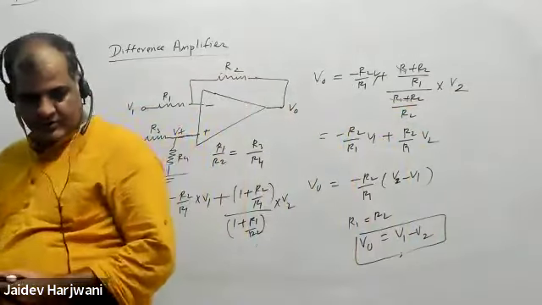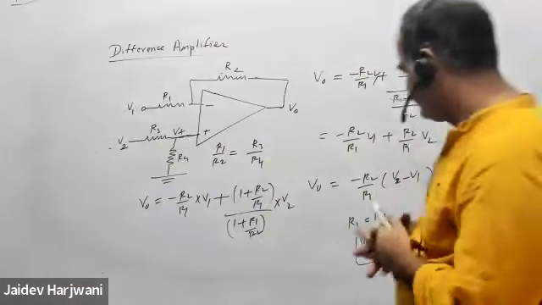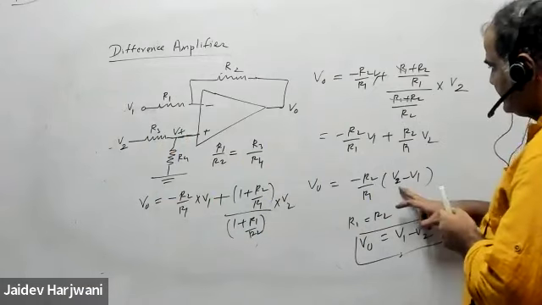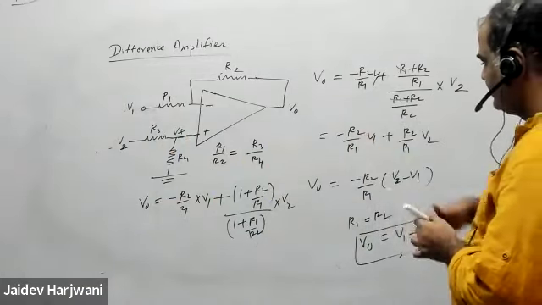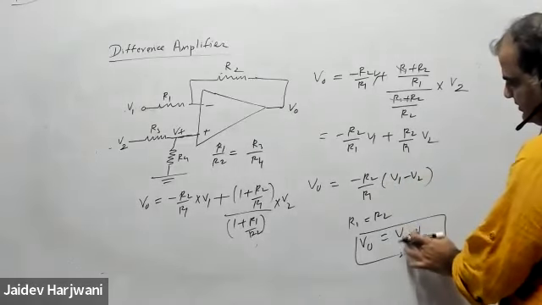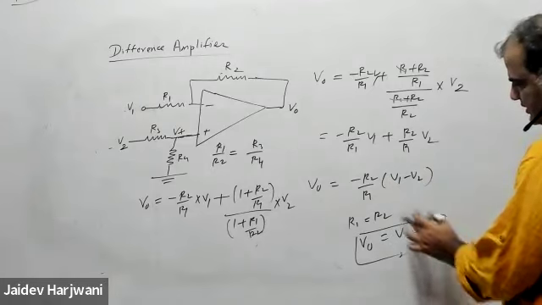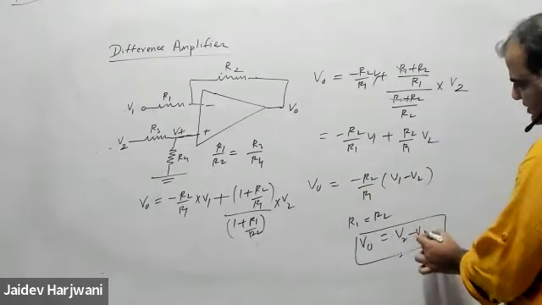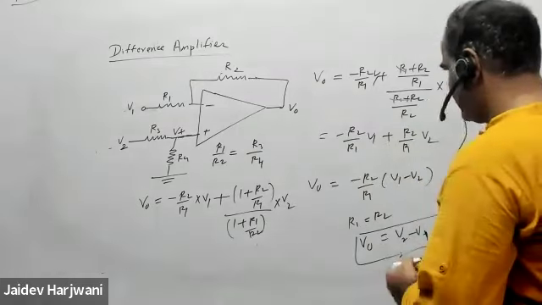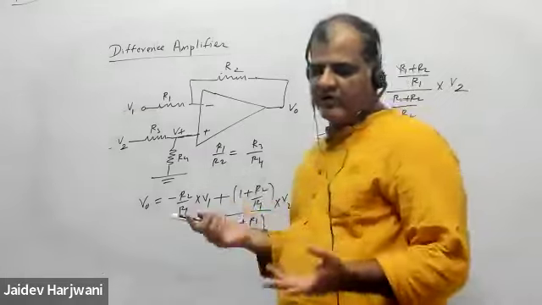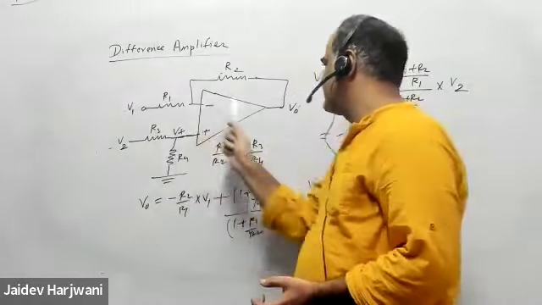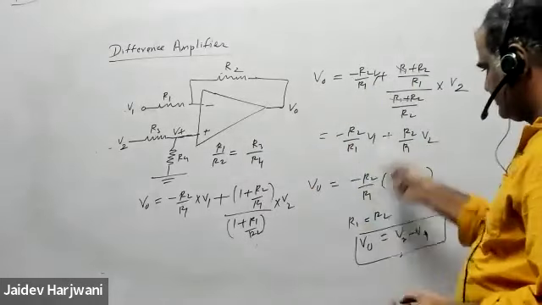Sir, if you take minus R2 upon R1, it will be V1 minus V2, sir. This is what? I take minus common, no? So minus common, V1 minus V2, and this will become the latter case, V2 minus V1. If you take R2 equal to R1, V2 minus V1. So basically, you always want the signal from plus to minus, here to here. So V2 minus V1.